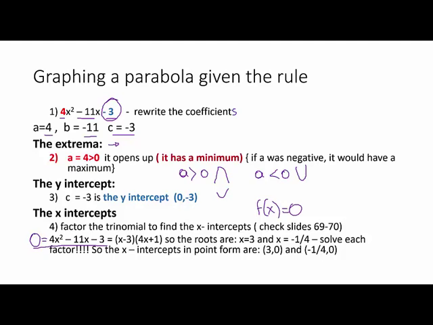So the roots of that will be x equals 3, when the first factor is equal to 0, or x equals -1/4, when the second factor is equal to 0. And this gives me the two x-intercepts, (3, 0) and (-1/4, 0). So I have the x-intercepts, the y-intercept, and I know that the parabola that I have right here has a minimum.